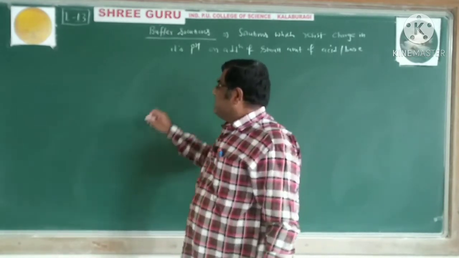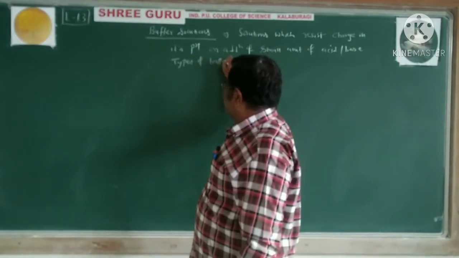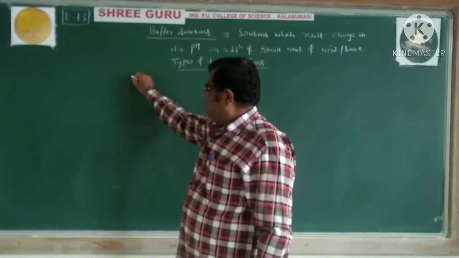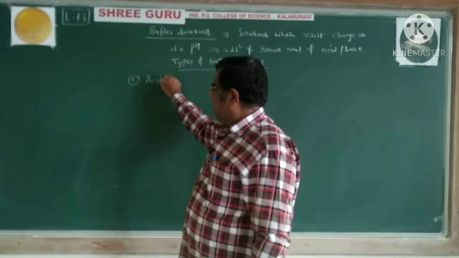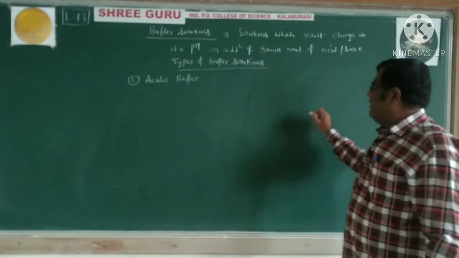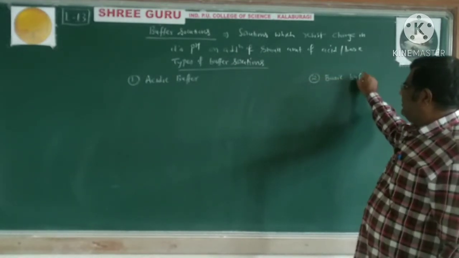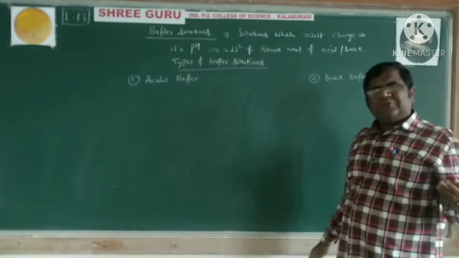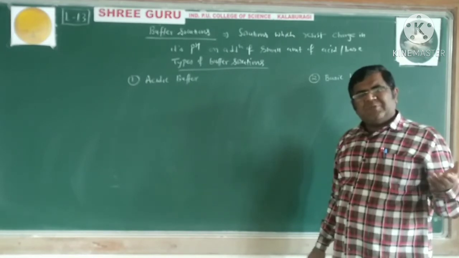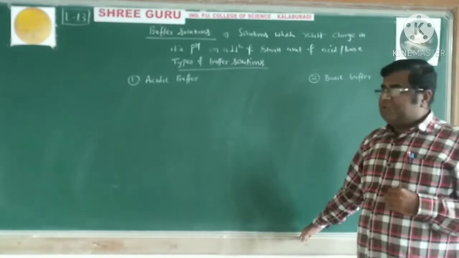Now there are two types of buffer solutions. First is acidic buffer and another is basic buffer. There is no neutral buffer, because the neutral pH is 7 and there will not be a change in that pH. The buffer concept is applicable only when there is a change in pH. That's why we won't have a neutral buffer.